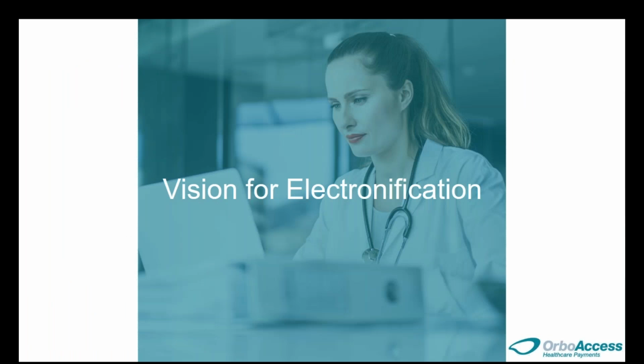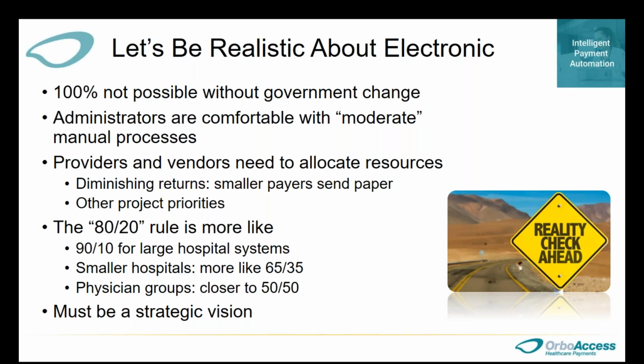So industry-wise, it brings to light that we really need a vision for electronification that's realistic. And what are the scenarios here? Well, first of all, with 100% electronification, the market's not going to go there on its own. The government would need to mandate something even more deliberate, and I don't think anyone really sees that coming. So in the meantime, administrators are more comfortable with a moderate manual process approach. They say, I'll handle these exceptions, and whether it be 5% or 40%, they're just comfortable with that existing process. So in order to get to a higher level of electronification, you have to allocate resources. You have other priorities, other projects going on. So it's going to be hard to get there purely from market-driven activity.